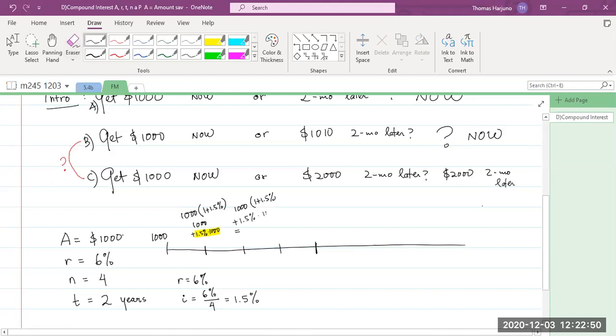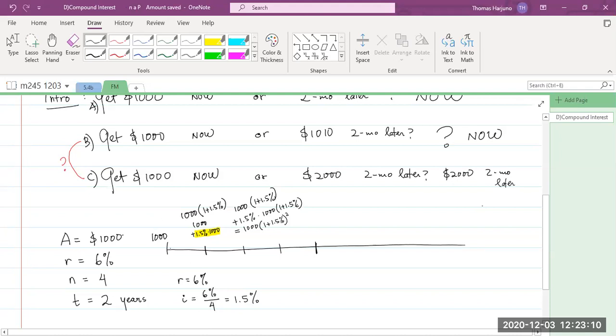1.5% of that is 1,000 times 1 plus 1.5%. In other words, the amount of money you have after the second period will be 1,000 times 1 plus 1.5% squared.